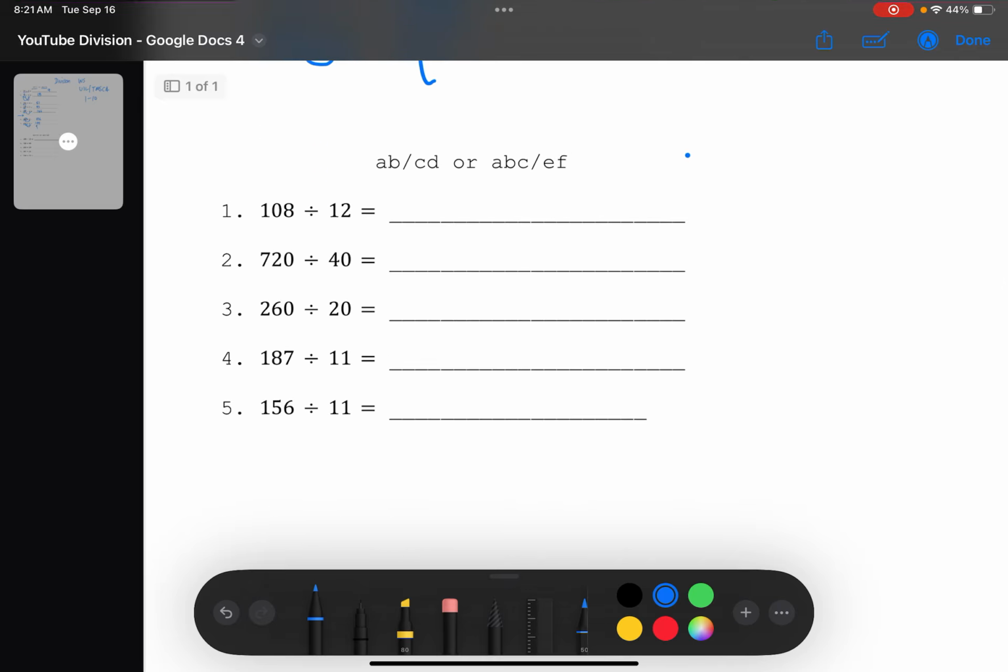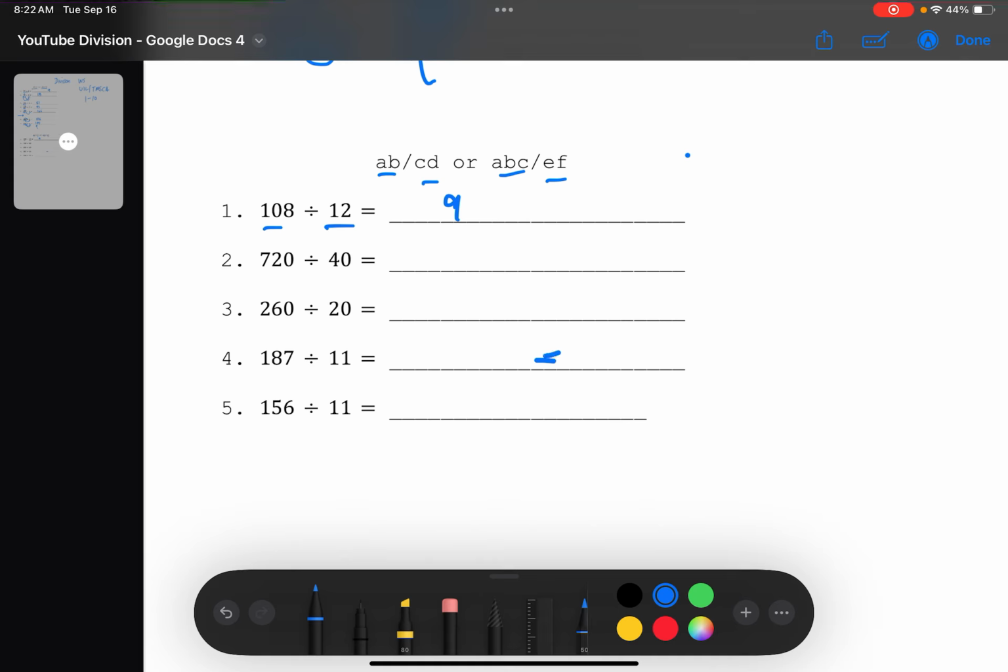Here now we have a double digit divided by a double digit and a triple digit divided by a double digit. So these ones are pretty straightforward. This one is just like from the times table, right? So how many times does 12 go into 108, right? And this one's going to be 9 times, okay?